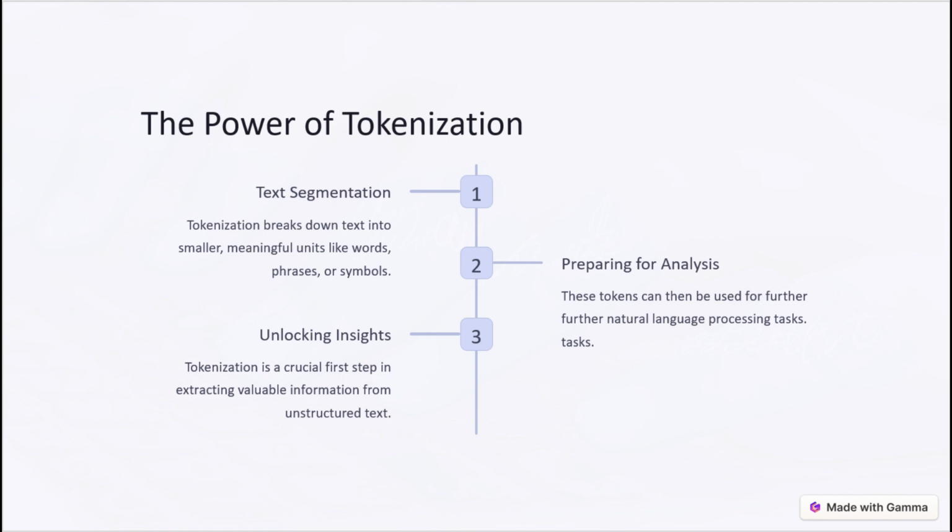Tokenization, on the other hand, is the process of breaking down the text into smaller units called tokens, which can be words, phrases, or symbols. The main goal of tokenization is to divide the text into meaningful units that can be used for further analysis. For example, tokenizing the sentence, "I love this product!" would result in the tokens I, love, this, product, and the exclamation point.